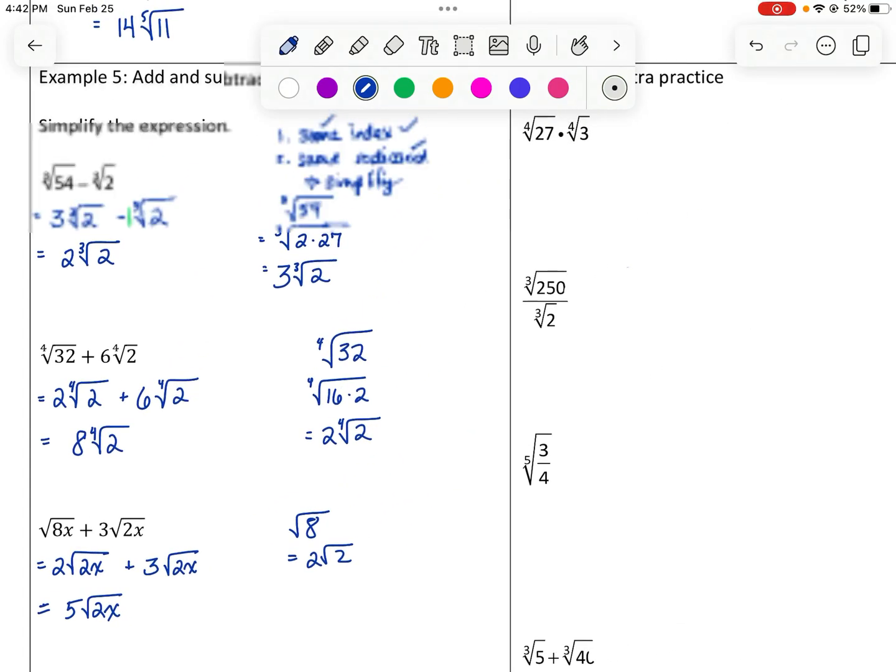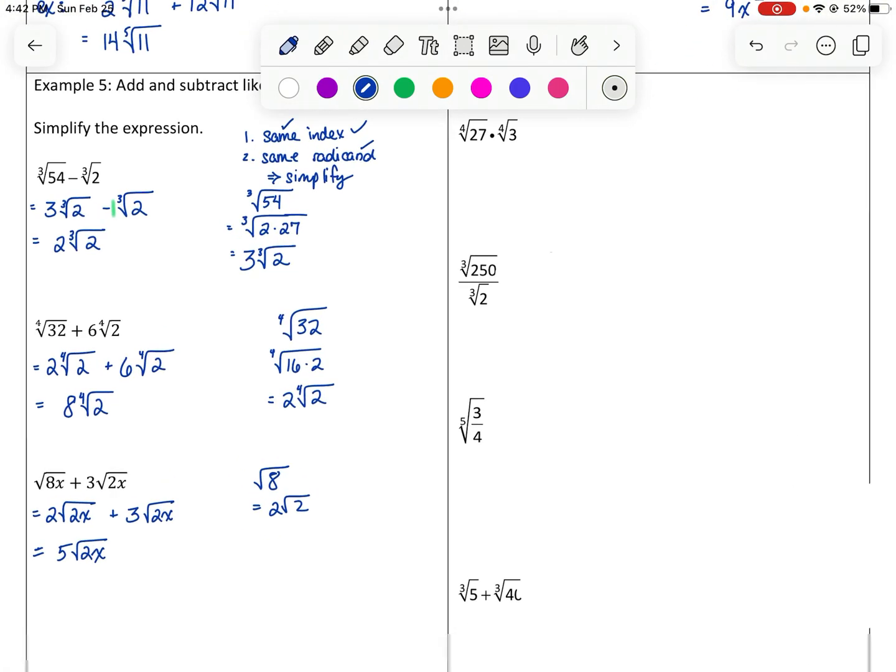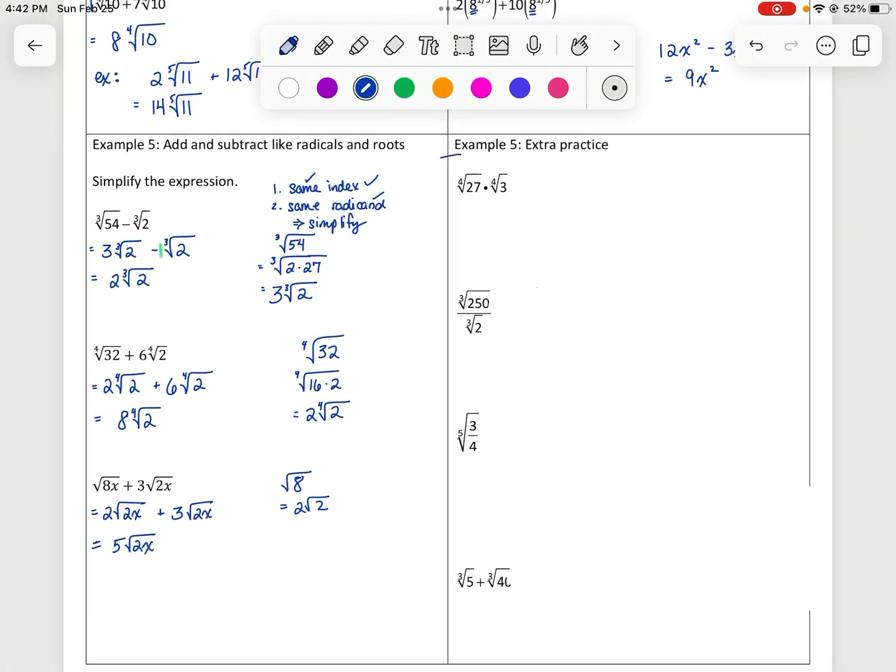All right, so the major takeaway with these is that we need to simplify the radicand so that they're the same before we add or subtract them to combine. Now go ahead and complete extra practice example 5. Pause, work through them, and then come back to check your work.